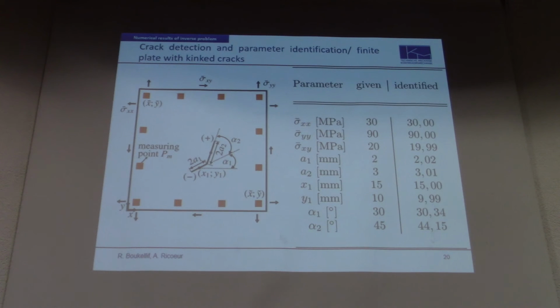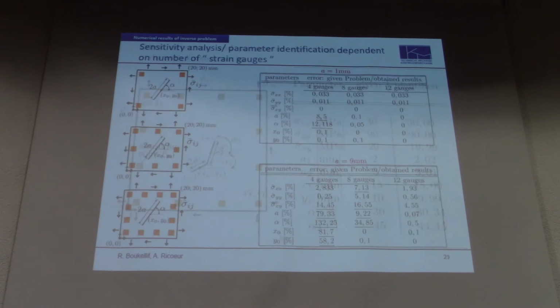So another example is the kinked crack, and the unknown parameters are also here the boundary loads, the crack length, and the crack position, and the crack inclination. And we can see also that the given problem and the identified results are similar.